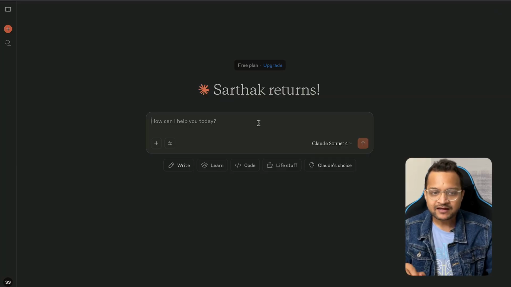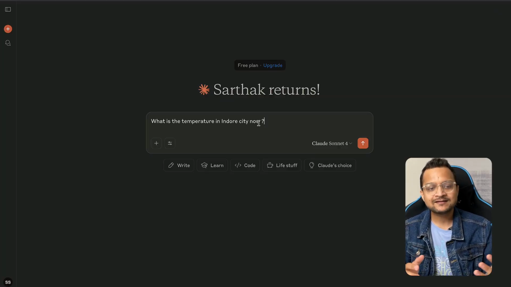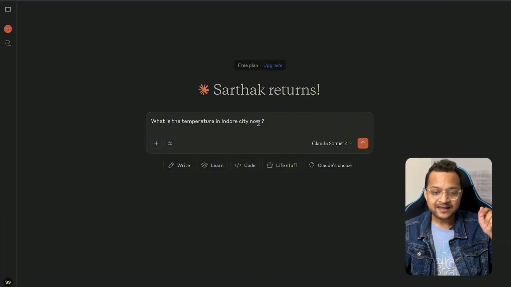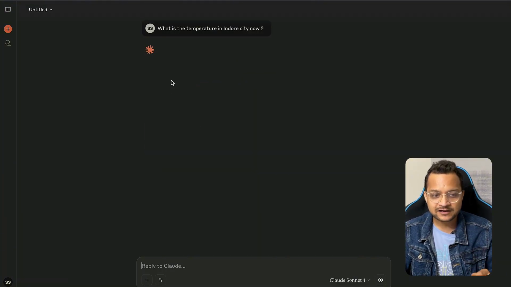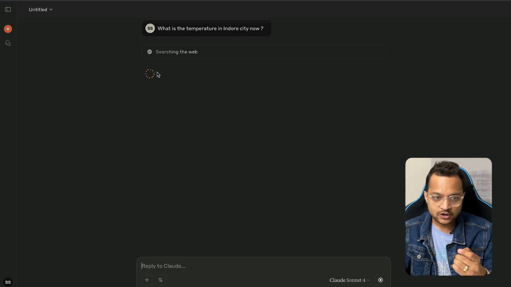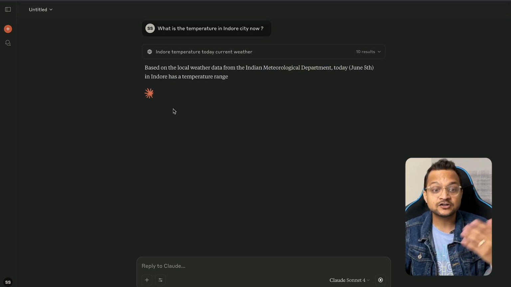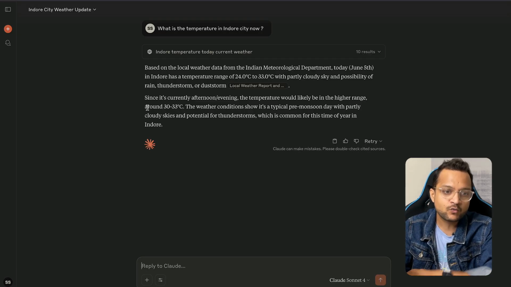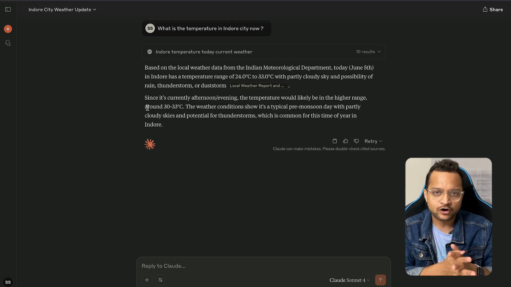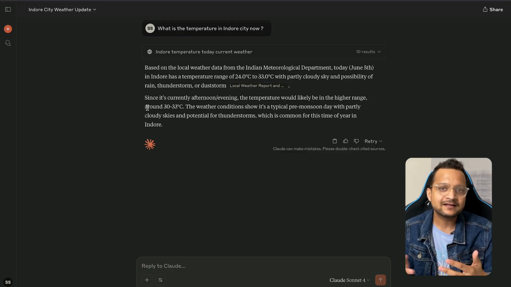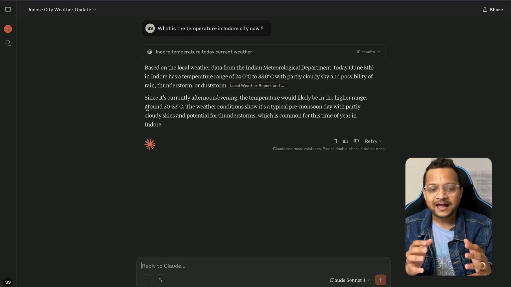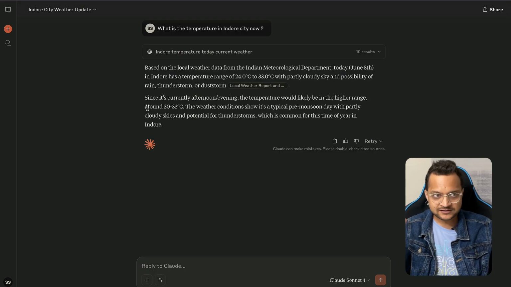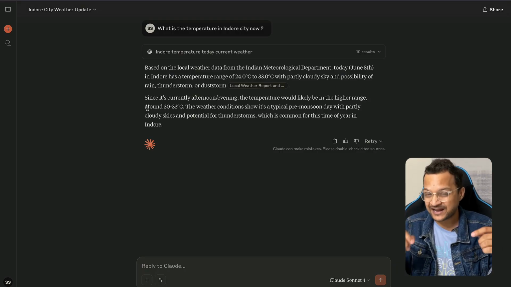So see, if I just ask Claude, hey, what is the actual temperature in Indore city right now? Now, if I enter, this LLM is going to use an external tool to search the web. See, it's searching the web. Searching the web is an external tool implemented inside Claude, and right now every AI is using tools. And since the LLM is just having stored knowledge, it doesn't know what's happening right now.